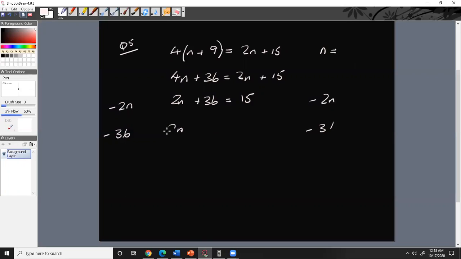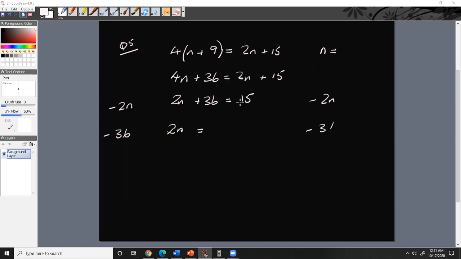So you've got 2n is equal to 15 minus 36. Have I written this down correctly? So 4n plus 36 is equal to 2n plus 15. Yes, it's correct. The reason it doesn't match up with what I've written down is because I've changed the equation around a little bit. I put brackets in this one where there weren't any brackets. So anyway, I'm going to continue.